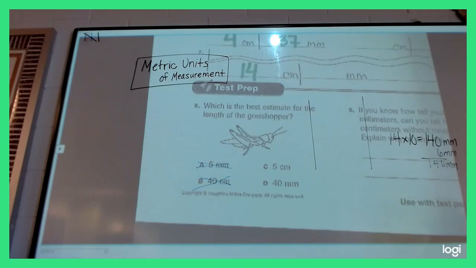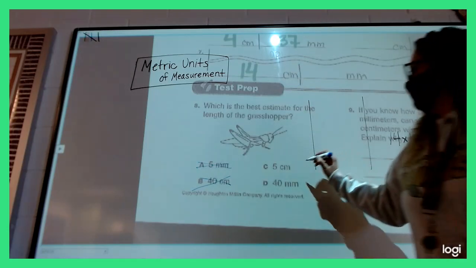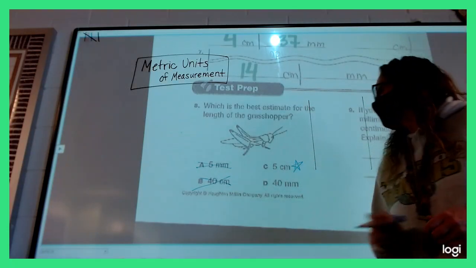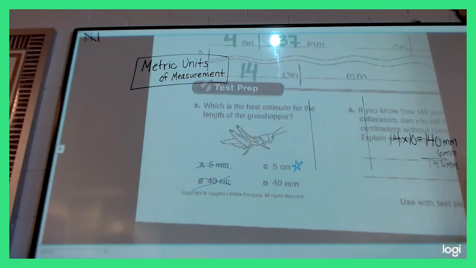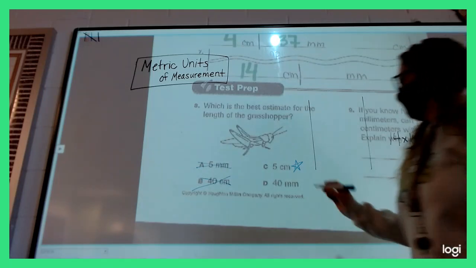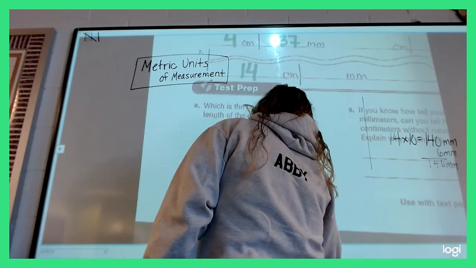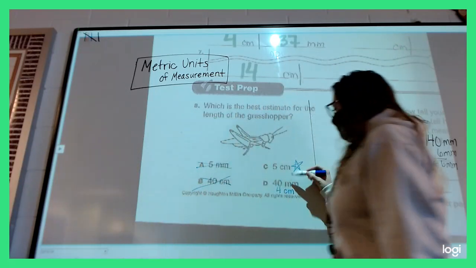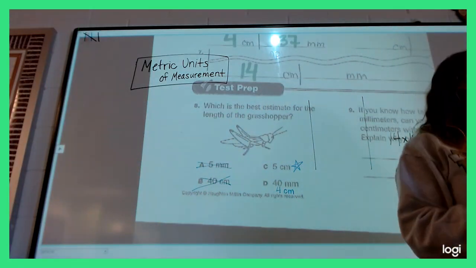Could be. Okay, so let's put a little star here. What about 40 millimeters? No. Think about what that actually means. Noah? Yeah, this could be. It could be. How many centimeters is 40 millimeters? 4. Uh-huh. So I'm going to write that here too, so we can think about it both ways. So 4 or 5 centimeters, those are very similar, okay?